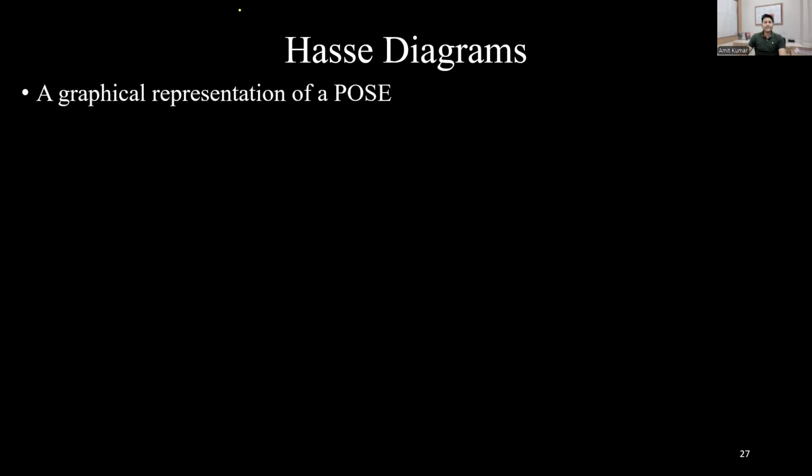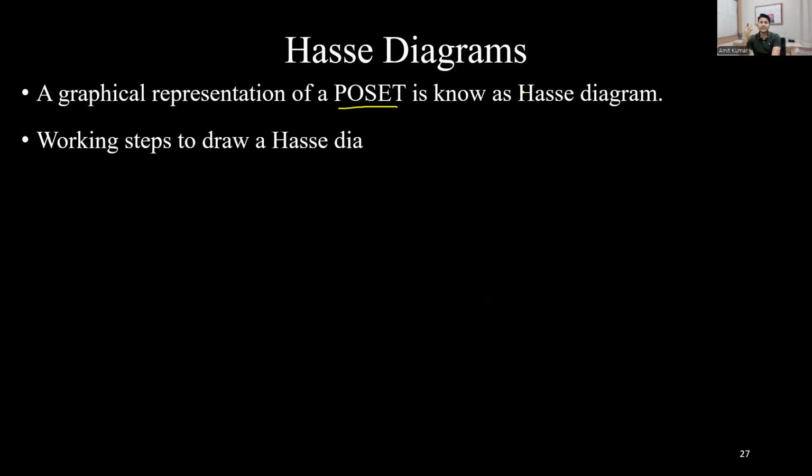So, as already communicated, a graphical representation of a poset is known as a Hasse diagram. When I say graphical representation, it means it is a graph. What is a graph? A collection of vertices and edges. So it has some vertices and some edges. Now, let us see what steps are involved in drawing a Hasse diagram for a poset.